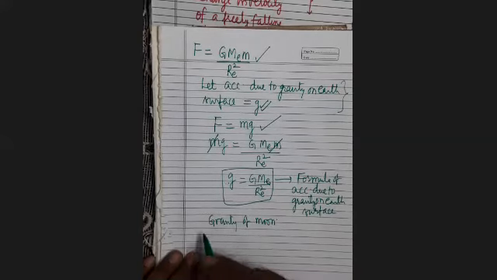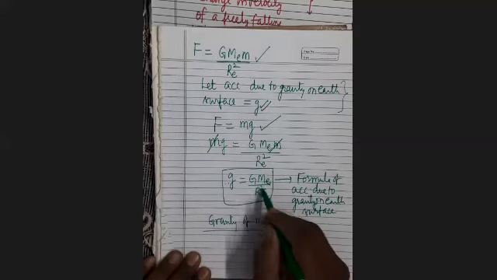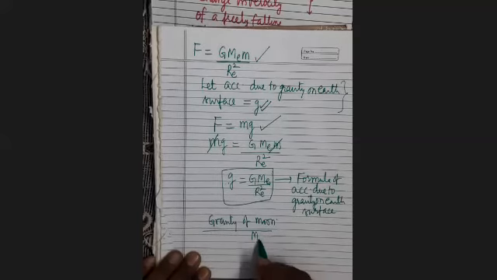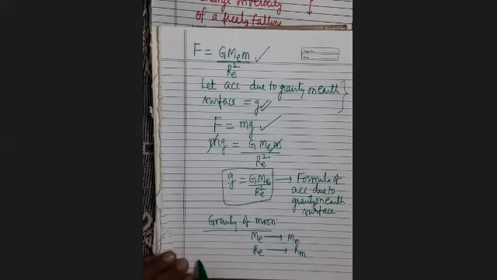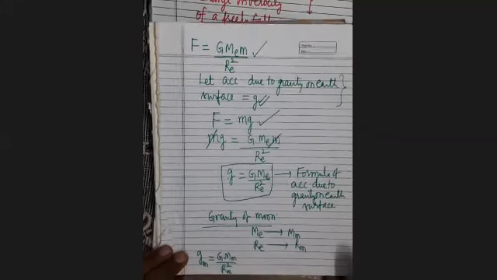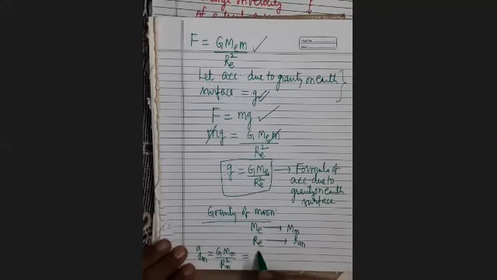What will be the gravity of the moon? Here we will replace M_E by the mass of the moon and R_E by the radius of the moon. The gravity at the moon will be G M_M upon R_M square. It's clear? And we will find that it is 1/6 of Earth's gravity.